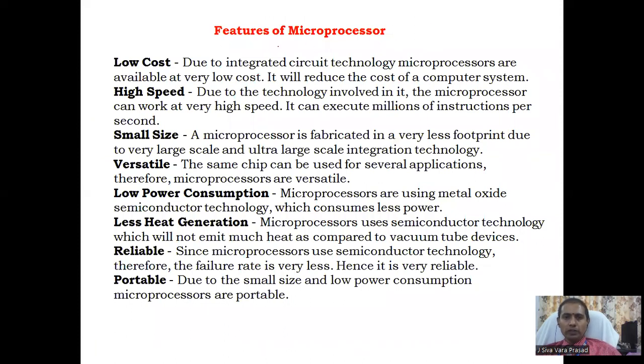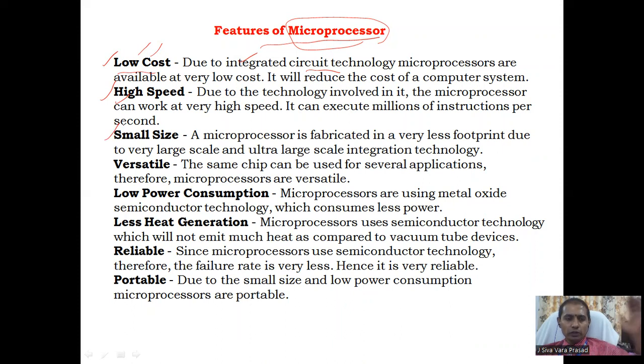So why do we go for a microprocessor? What are the main features of a microprocessor? Because of semiconductor technology, all microprocessors mainly contain transistors only, and integrated chip technology was introduced in the microprocessor. Because of that, many advantages are there. One is low cost. Due to integrated chip technology, the cost of the microprocessor is decreasing year by year. Then high speed. Because generation to generation we are increasing the clock frequency, accordingly the speed of the microprocessor is improved.